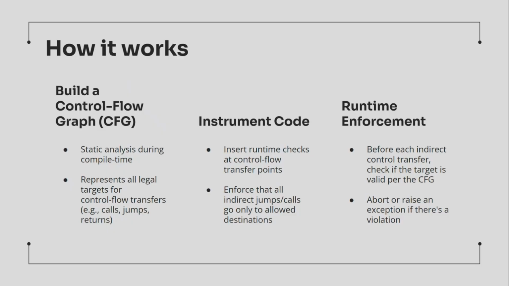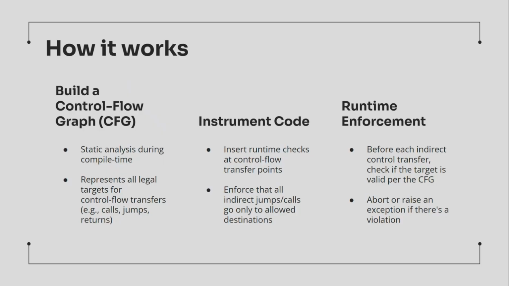Next, within the code, the program is modified with runtime checks at each of these transfer points. So at each call, jump, and return, a runtime check is implemented, and at these checkpoints, the code just makes sure it's executing properly on one of its known allowed paths.